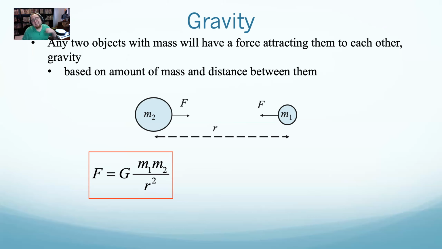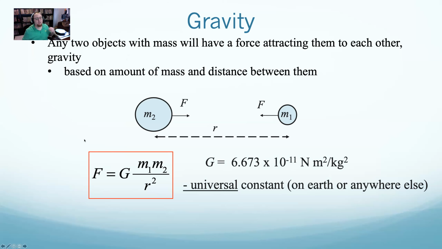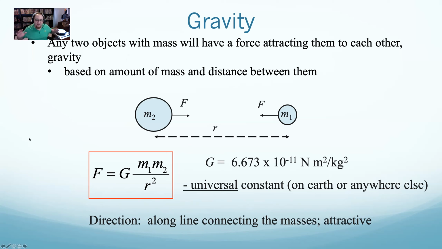And G, this is capital G. Lowercase g is 9.81 meters per second squared. But capital G is the universal gravity constant. It's true everywhere. Lowercase g is just Earth, but capital G is a universal thing. It has a value of 6.67 times 10 to the negative 11th newtons meter squared per kilogram squared. And says anytime you have any two objects with mass, there will be a force pulling them together. Attractive.